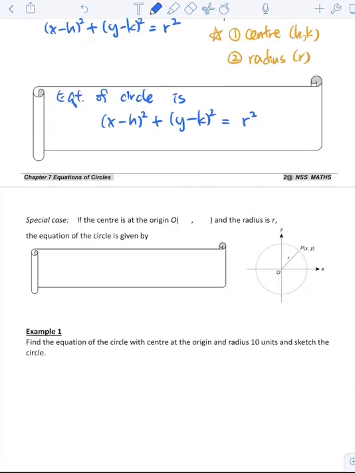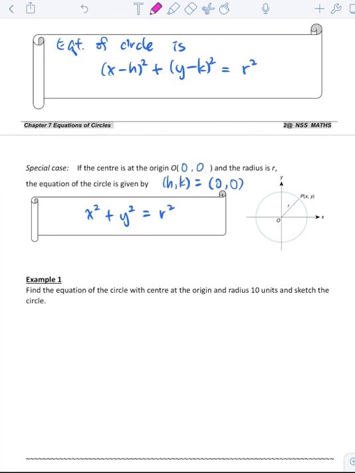Now, let's study a special case. If the center is at the origin O, which means (0, 0), and the radius is r, then the equation of the circle can be further simplified as x squared plus y squared equals r squared. This is for a circle with center at the origin, because (h, k) is (0, 0).